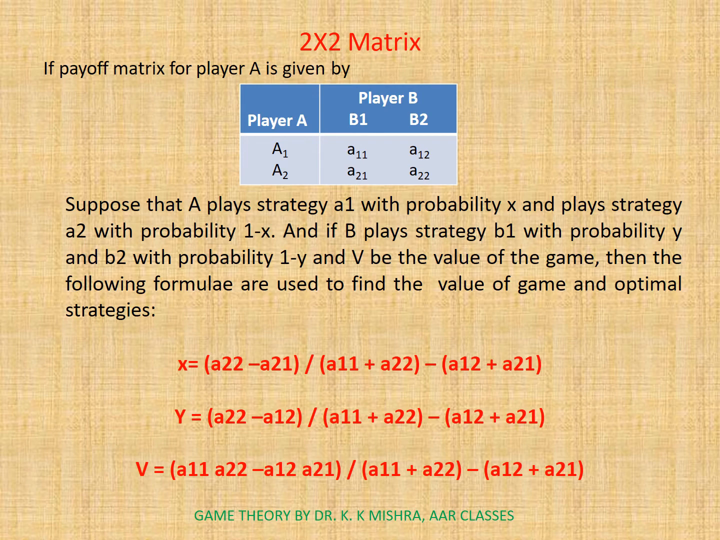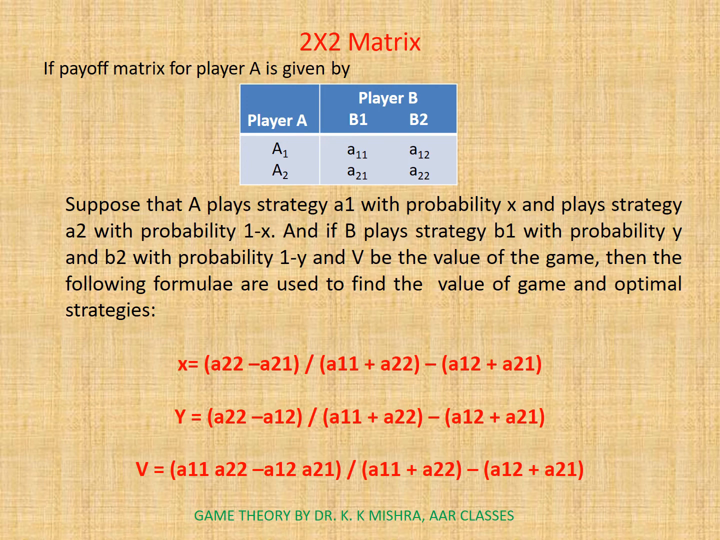If the payoff matrix for player A is given here in this matrix, the two strategies of A are A1 and A2, and of B are B1 and B2, and their payoffs are A11, A12, A21, A22. Suppose that A plays strategy A1 with probability X and plays strategy A2 with probability 1 minus X. In the same fashion, B plays strategy B1 with probability Y and B2 with probability 1 minus Y. And let V be the value of the game. Then the following formulae are used to find the value of the game and optimal strategies.